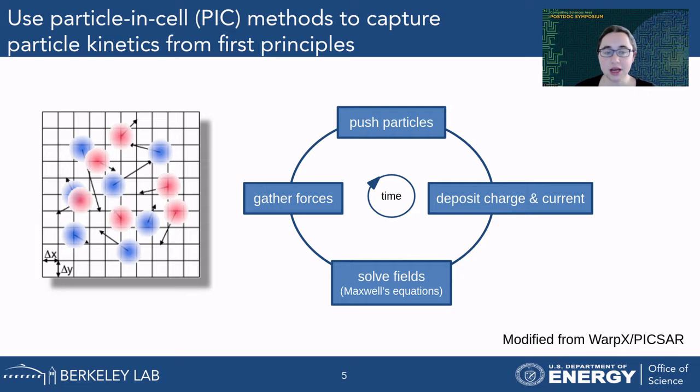A time step in a PIC simulation involves calculating the forces on the particles and moving the particles accordingly. As the particles move, they deposit charge and current onto the spatial grid, which are then used as the source terms in Maxwell's equations, which are solved to calculate the electric and magnetic fields, which are then communicated to the particles. We compute the forces on the particles, and then move the particles accordingly. So that's one time step, and then this continues until we've reached the desired final time.